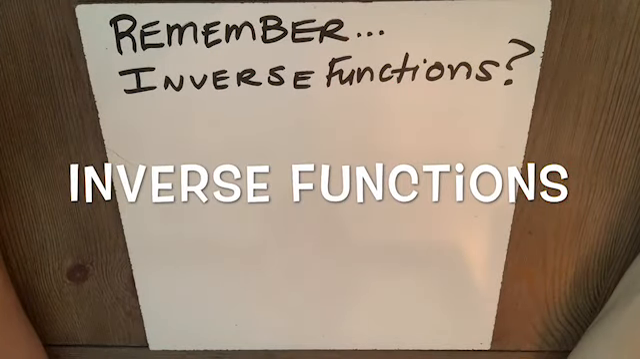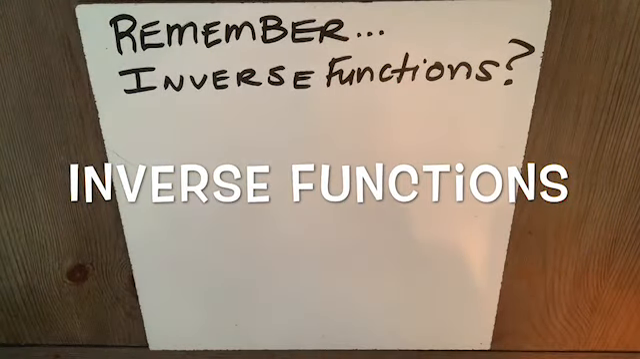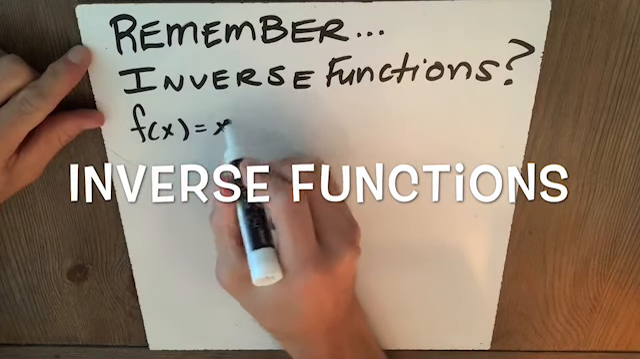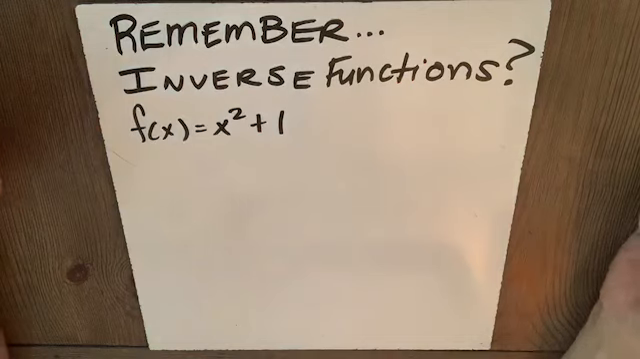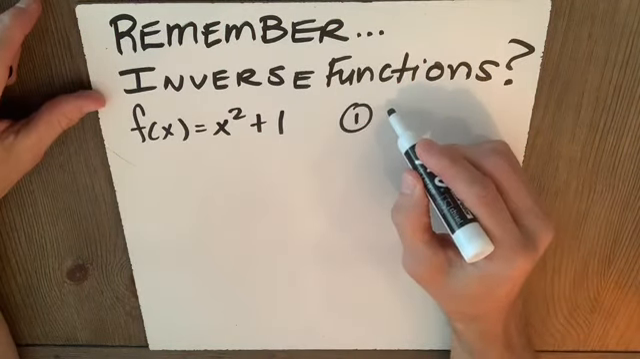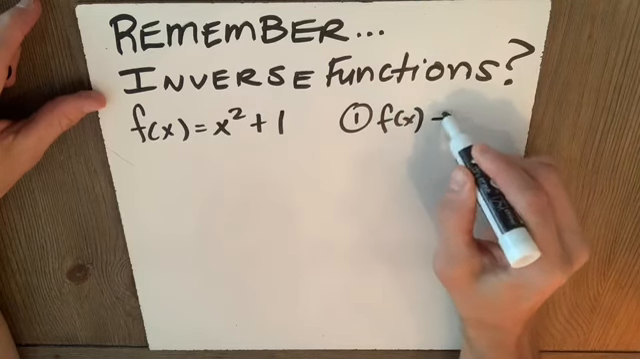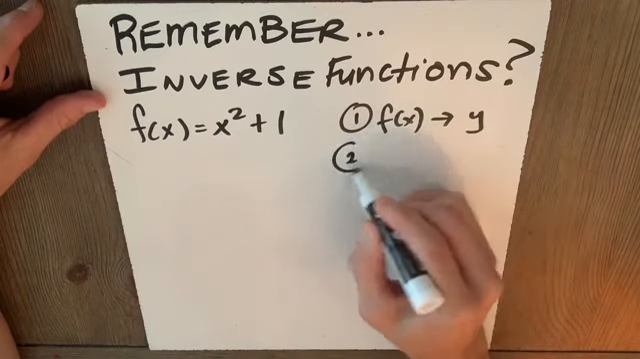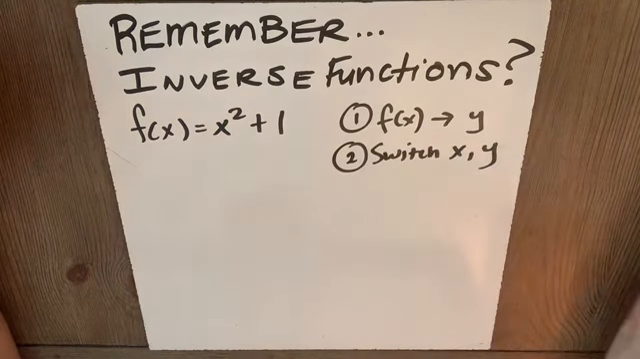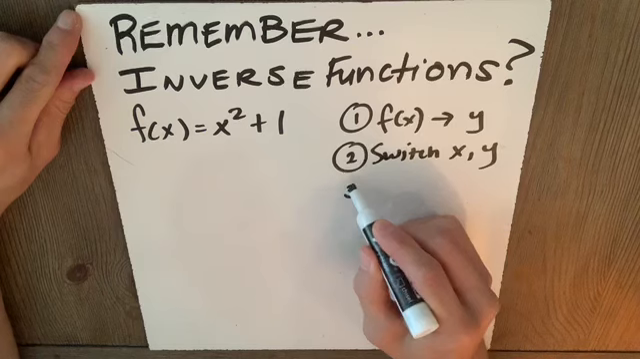Do you remember inverse functions? Say I have f of x equals x squared plus 1. To find the inverse function, we said: 1, f of x becomes y. 2, then we had to switch x and y. Remember, that's not just one x and y, that's all x's and all y's, so that our domain becomes our range and our range becomes our domain.